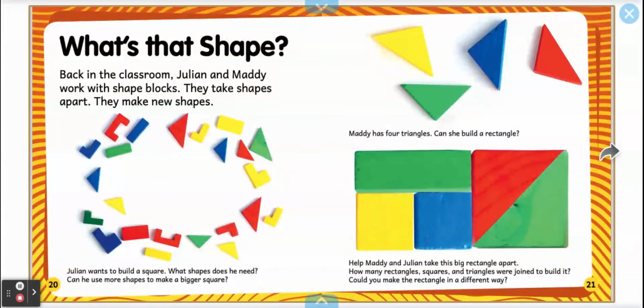What's that shape? Back in the classroom, Julian and Maddie work with shape blocks. They take shapes apart. They make new shapes. Julian wants to build a square. What shapes does he need? Can he use more shapes to make a bigger square? Maddie has four triangles. Can she build a rectangle?